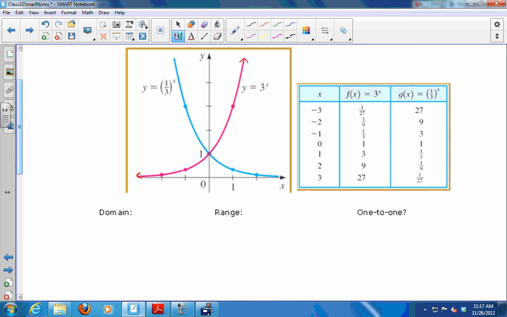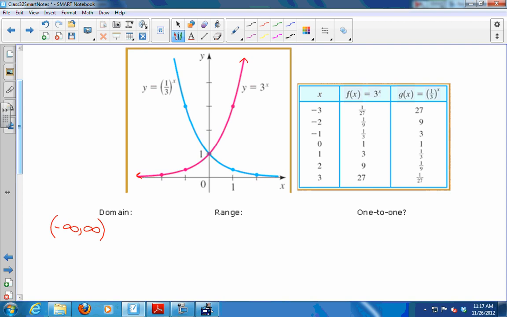What values of x are covered by the graph? Negative infinity to infinity. All real numbers. You can raise 3 to any power you want. There's no restriction on what values you can raise 3 to. And the red graph here covers all x values from negative infinity to infinity.